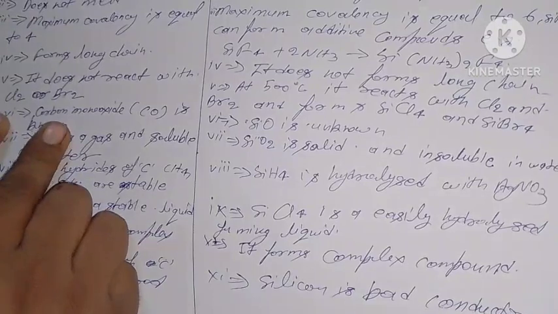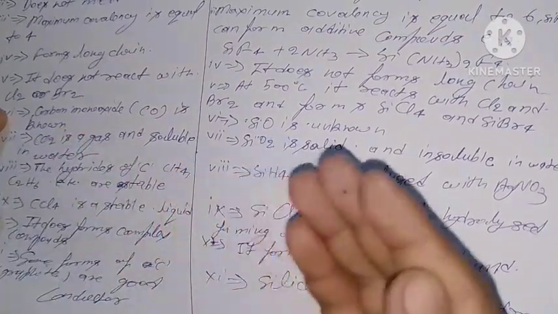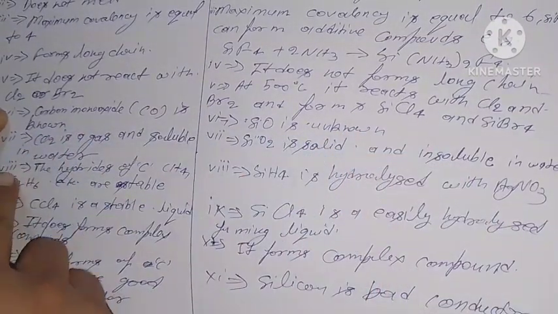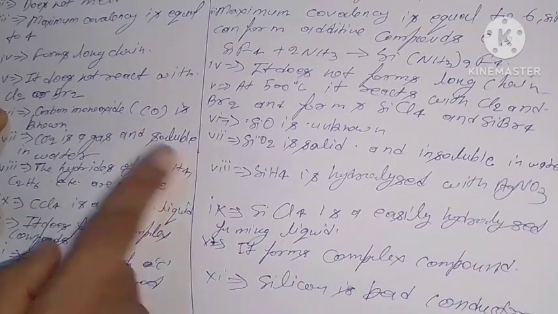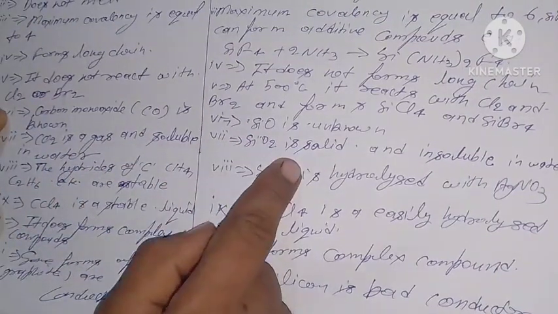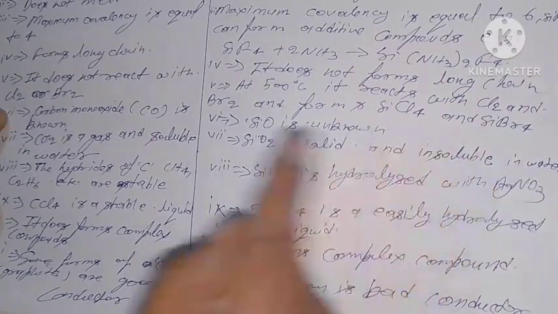Carbon monoxide is known but silicon monoxide is unknown. Carbon dioxide is a gas and soluble in water. Silicon dioxide is a solid and insoluble in water.